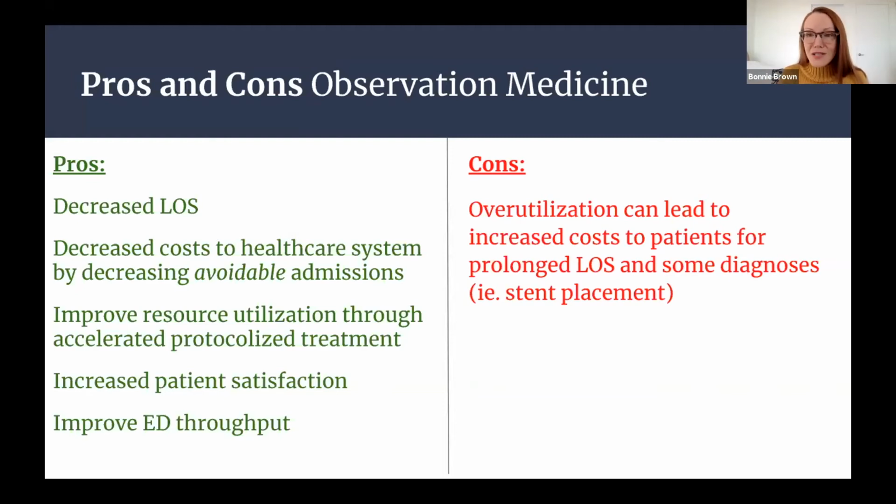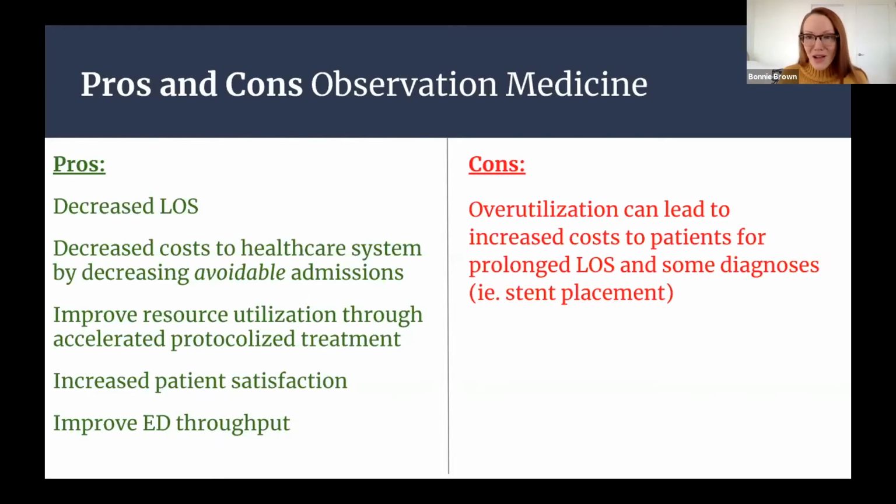But what they found across the board for most of these diagnoses is that in observation units, patients have a decreased length of stay. There is an overall decreased cost to the healthcare system. It helps to decrease avoidable admissions to the hospital. You improve your resource utilization, which is generally in the units that are using these diagnostic pathways, like I mentioned before. Patient satisfaction increases. They're getting the same level of care, if not better, faster, so they like that. And it can improve ED throughput and crowding. And as you know, there's a huge ED crowding issue, so this can also help with that issue.